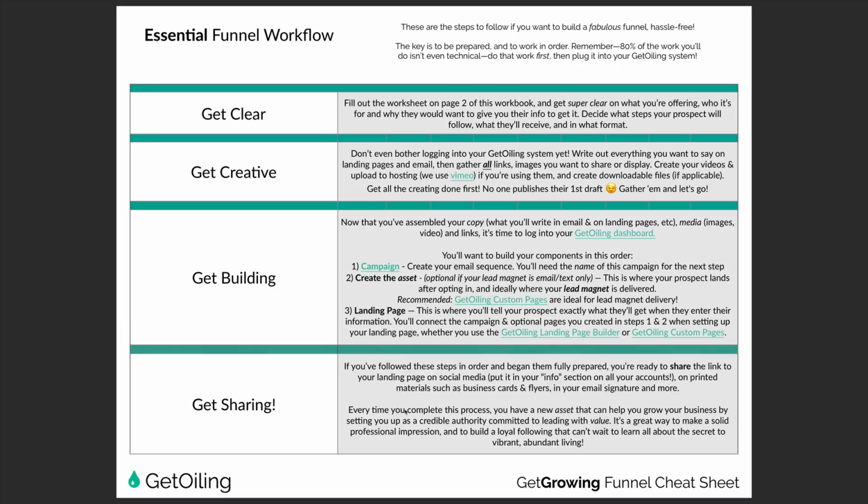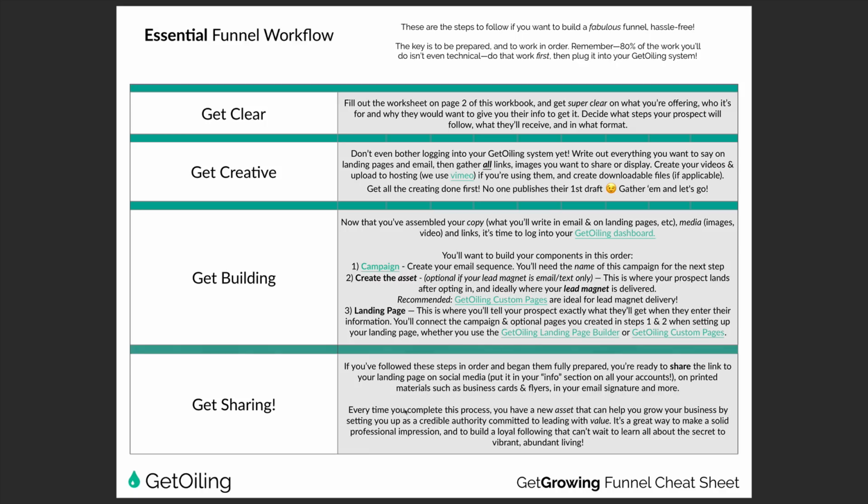So now, step 3, we've gotten clear. We've gotten everything made that needs making ahead of time. We've assembled our copy, which is our writing, so everything in email and what we want to write on our landing pages, our media or creative, which is our images and video, and our links. That means it's time to go ahead and log into your GetOiling dashboard. Now, you're going to want to build your components in this order. Remember, we're not building in the same order that our prospect experiences this. So it's important to build it in the order that I'm sharing with you now, because it will save you a lot of time and a lot of hassle. Okay?